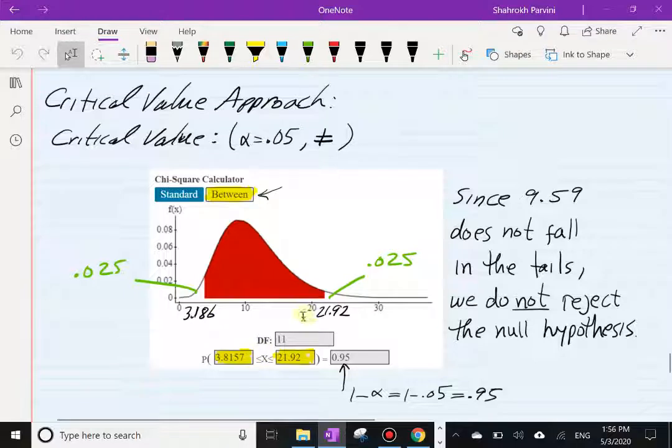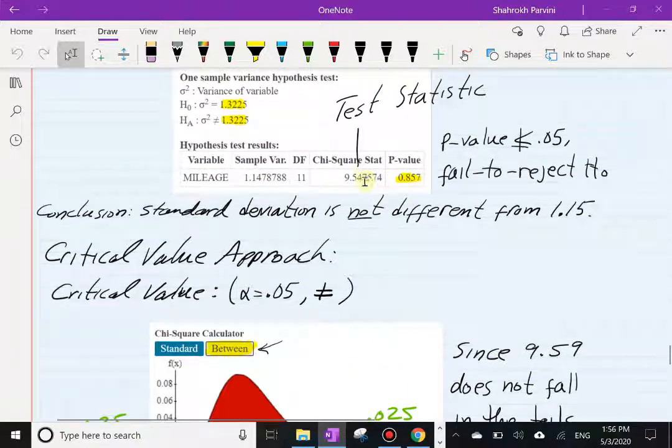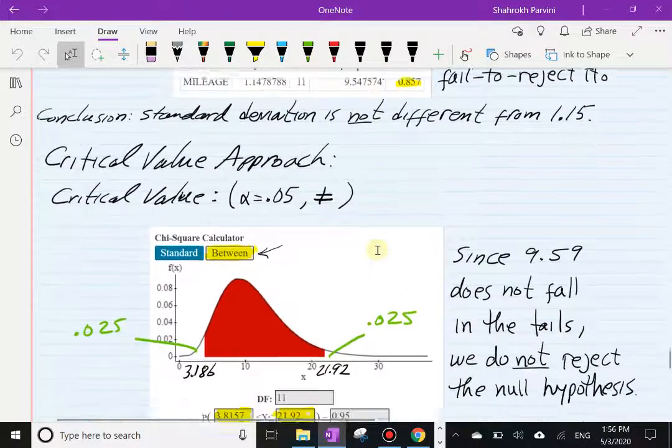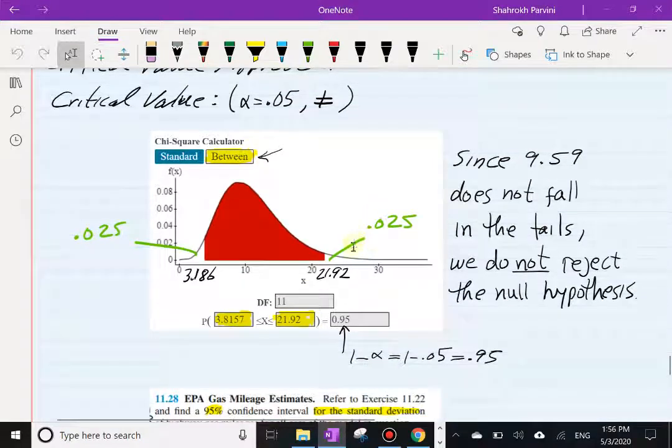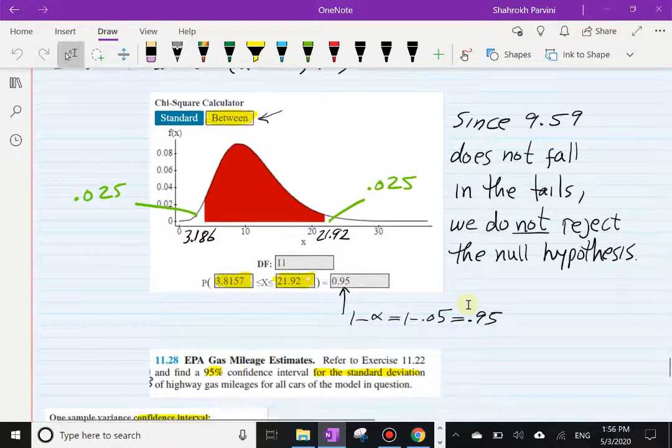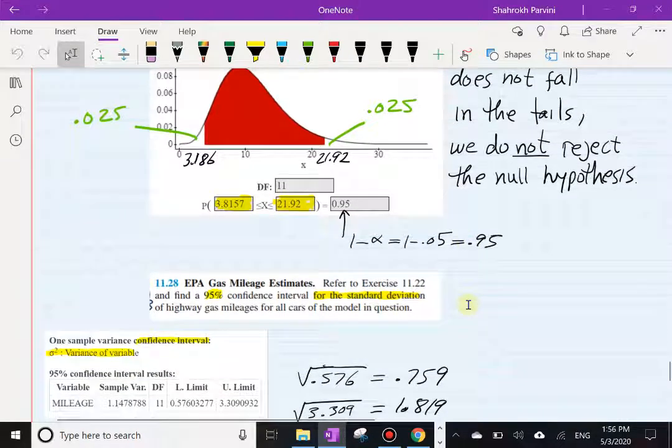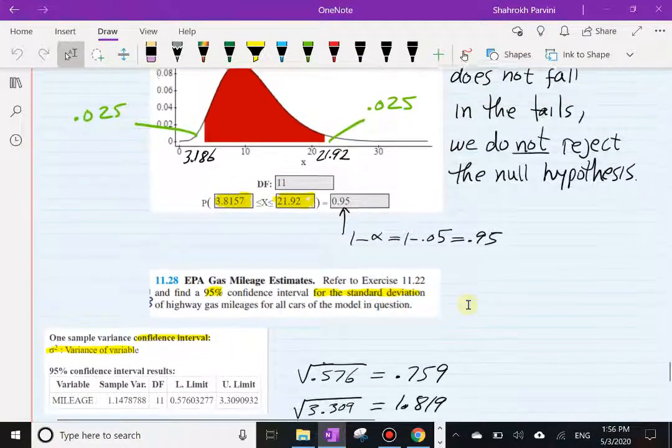There are two critical values for the two-tailed test. That's how you get them. Again, on the exam, it may ask you for critical values, and this is how you get it. So our test statistic was 9.59. That was right up here. Because 9.59 is in neither rejection region, left or right tail, we failed to reject the null. Okay. Now, for the 95% confidence interval, again, I did that one.